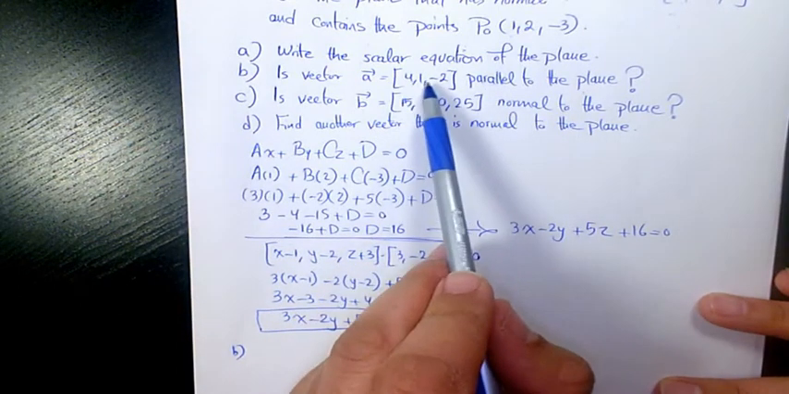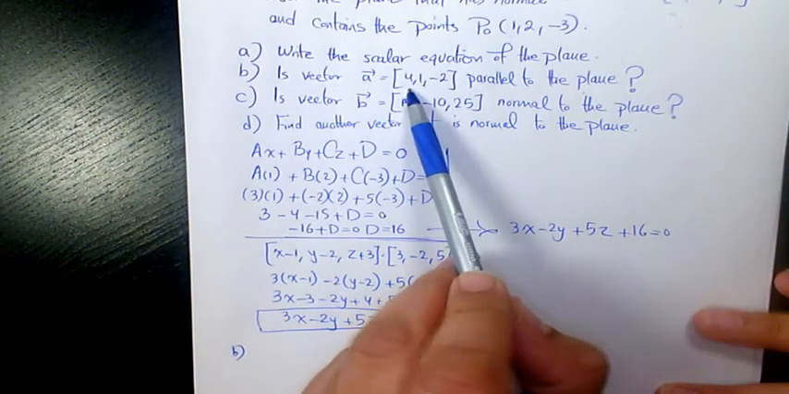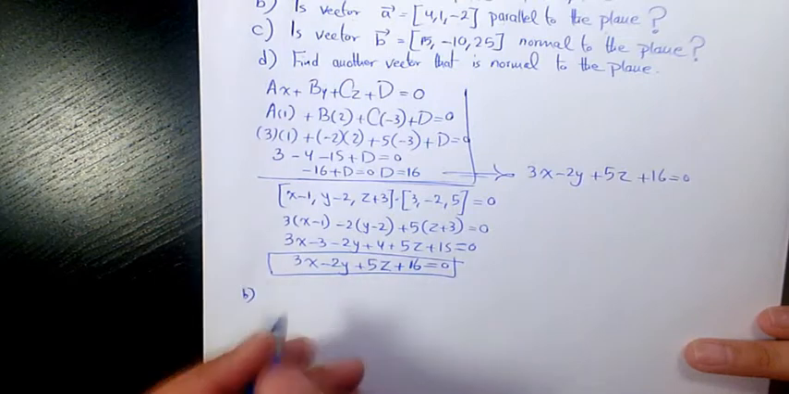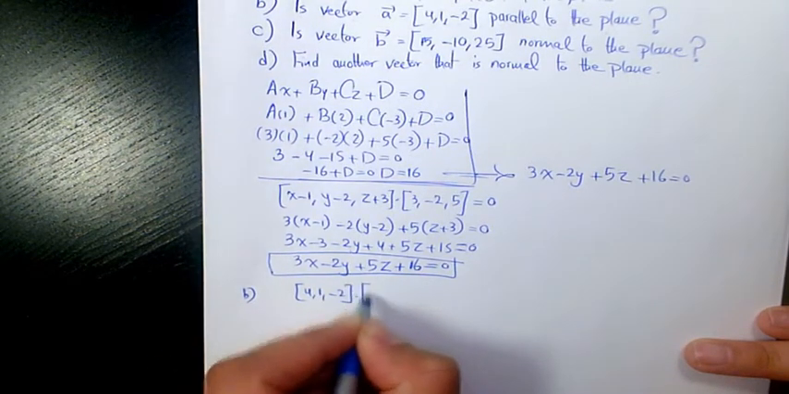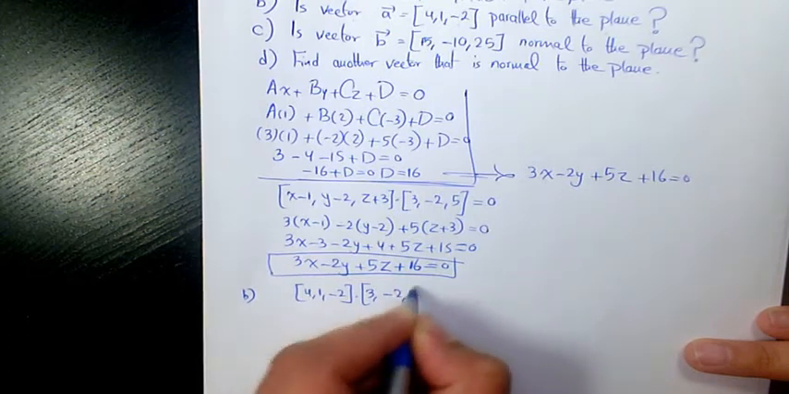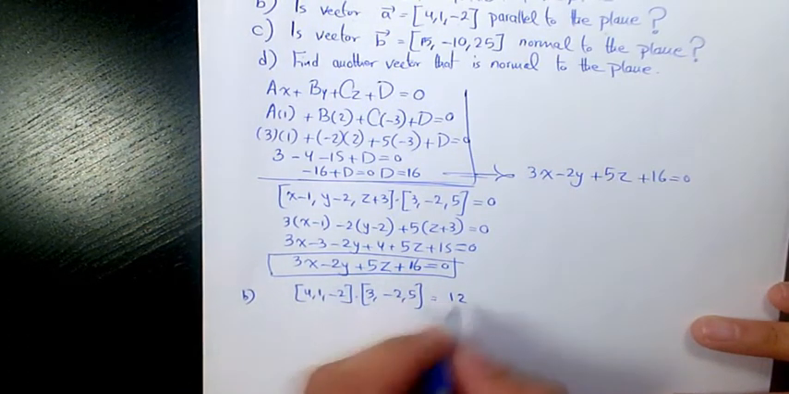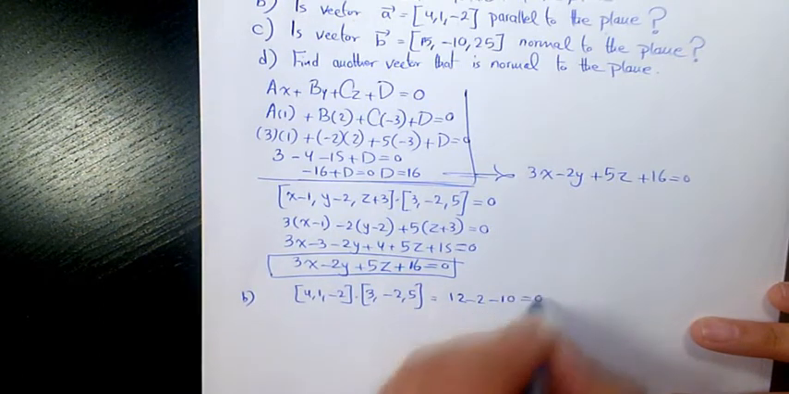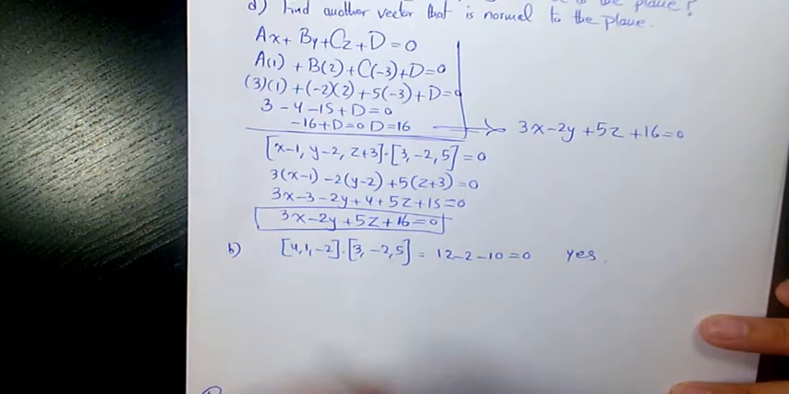Part B, it says, is vector A, 4, 1, negative 2, parallel to the plane? If you want to find out if it's parallel to the plane, the dot product of this vector and the normal vector must be 0. So, 4, 1, and negative 2, dot 3, negative 2, and 5 must be 0. 3 times 4, 12. 1 times negative 2, negative 2. 5 times negative 2 is negative 10. That's going to be 0, so yes, it is parallel to the plane.